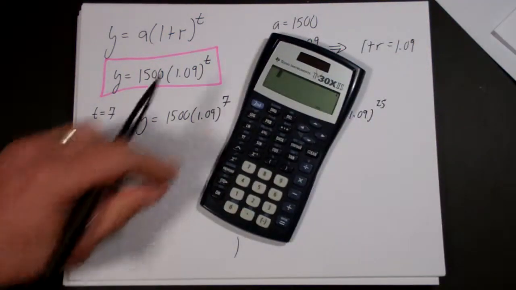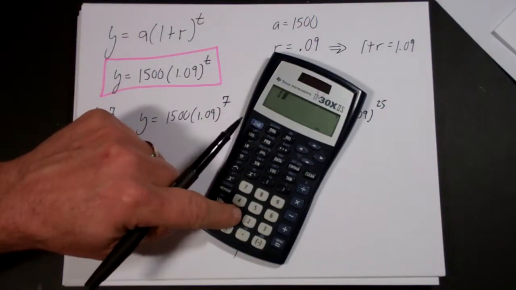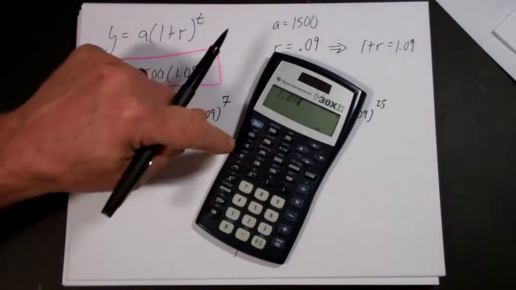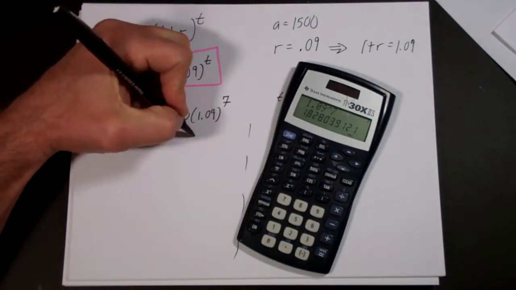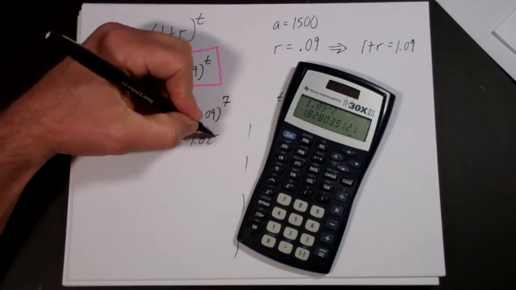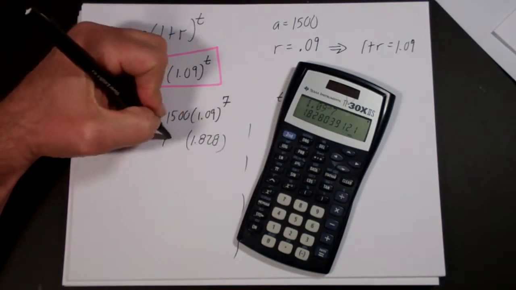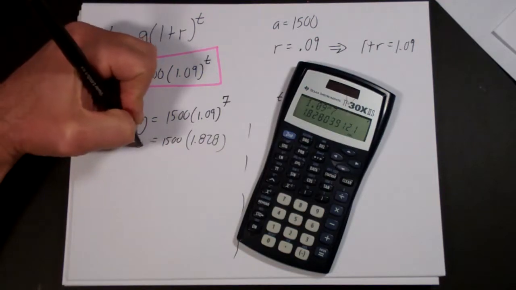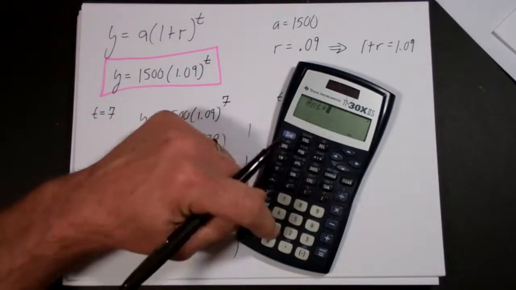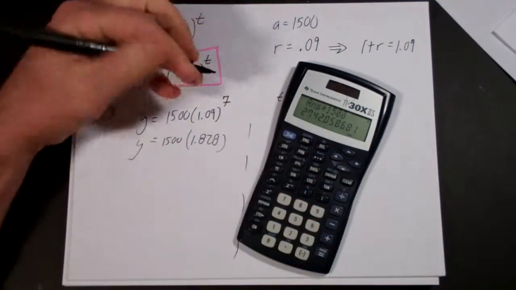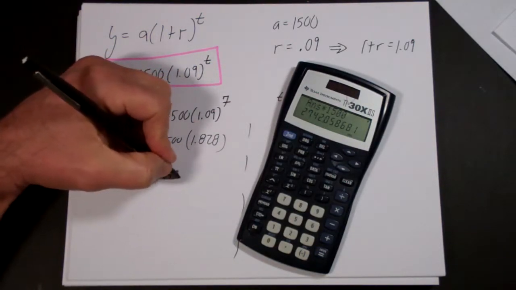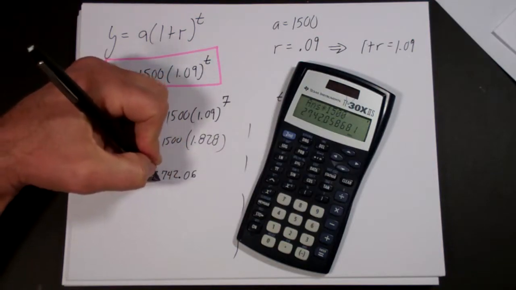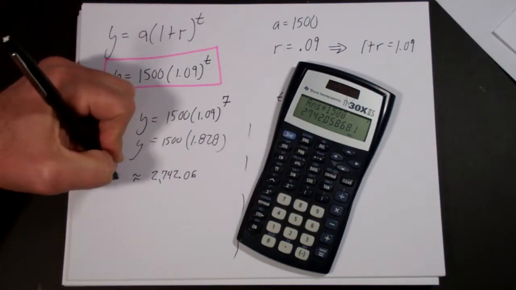Remember your PEMDAS rules again. So that's 1.09 raised to the 7, which is about 1.828, and then times 1500 is $2,742.06, rounded to the nearest cent.